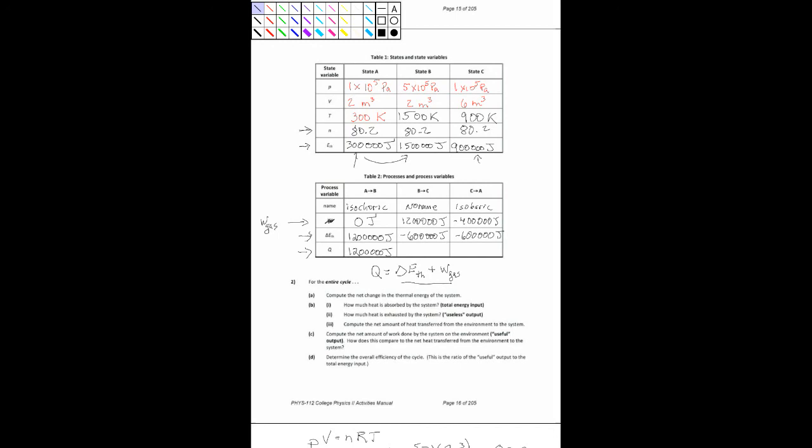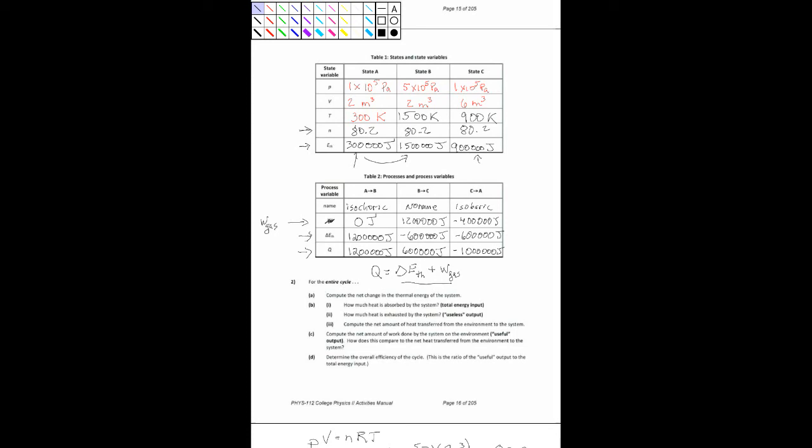As we move from B to C, again, we just add those two, add the work done by the gas to the change in the thermal energy, and we get 600,000 joules. And finally, as we move from state C to state A, we add the minus 400,000 to the negative 600,000, and we get negative 1 million joules. Okay. So that's table 1 and table 2.